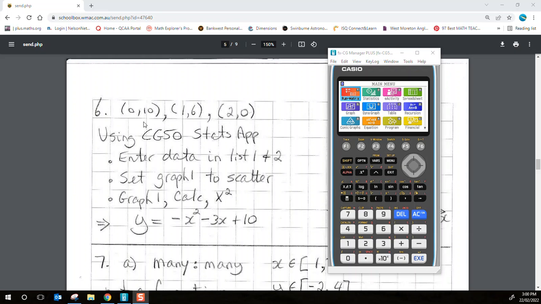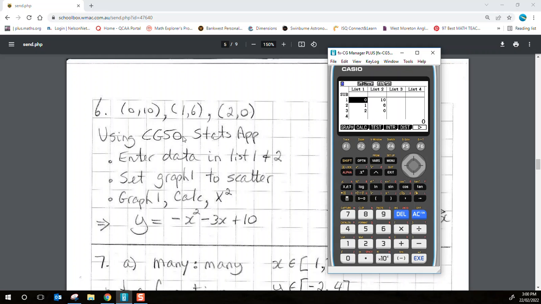So first thing we want to do is go to the statistics app here. Then in list 1 and list 2, I've entered the coordinates of my points. So 0, 10, all the x coordinates are in list 1, all the y coordinates are in list 2. So I've made a note here.